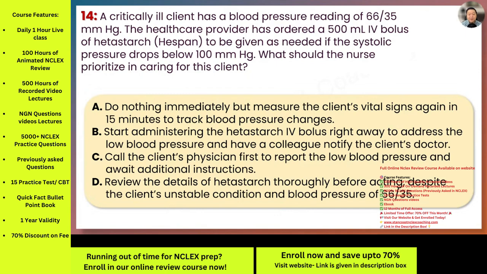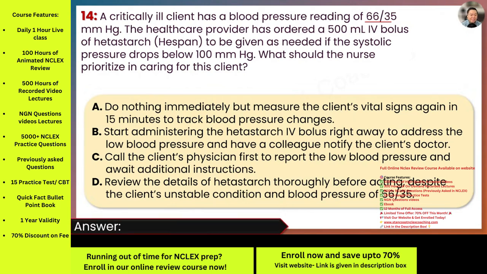Now, this scenario is testing your critical thinking and prioritization. Take a look at the blood pressure of 66/35. Yeah, dangerously low. And this will put the patient at risk for organ failure. So in this case, you have to act immediately to stabilize the patient. And so the answer here is letter B.